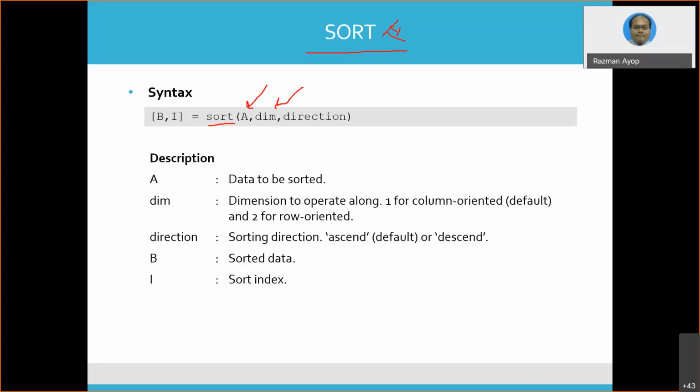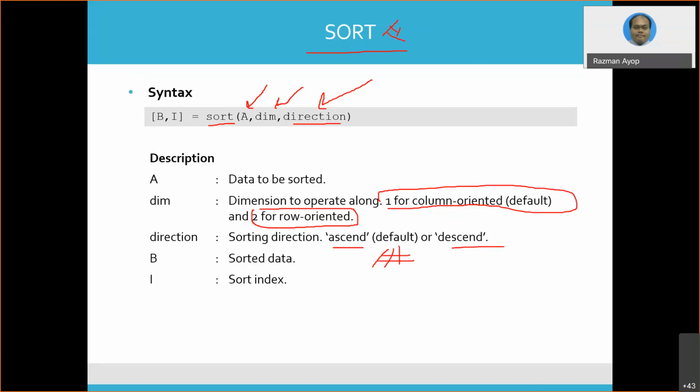Dim is basically the dimension. Either you want to sort the data according to the column, which is 1, this is the default, so either you write 1 or just don't write it. Or if you want to sort according to the row, you have to put 2. And then the direction, which can be ascend or descend. By default it will be ascending. If you don't write anything, it automatically assumes you want the data sorted ascending.